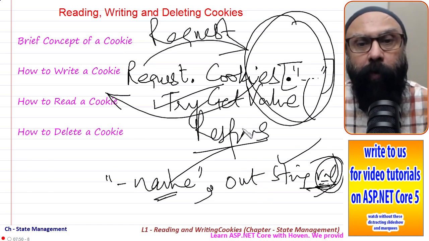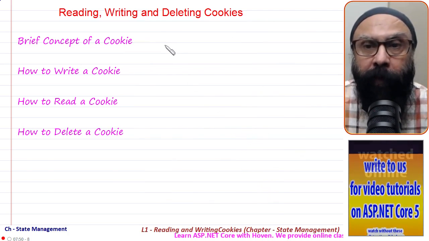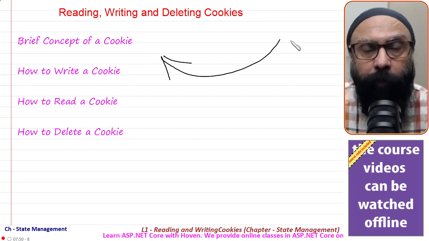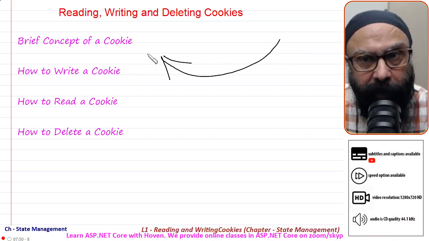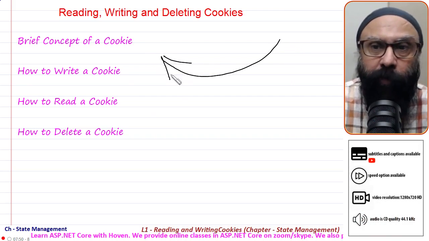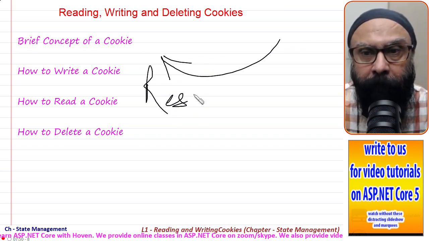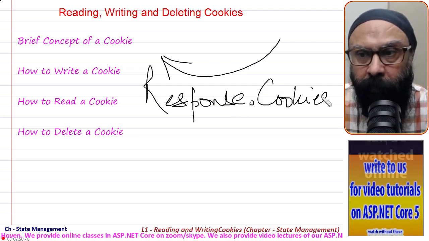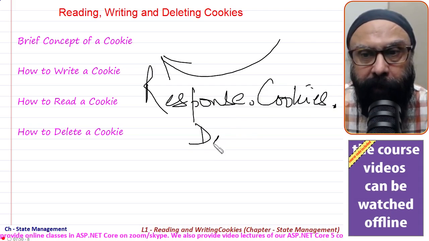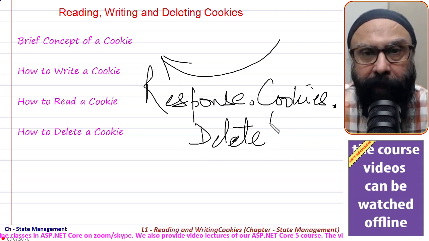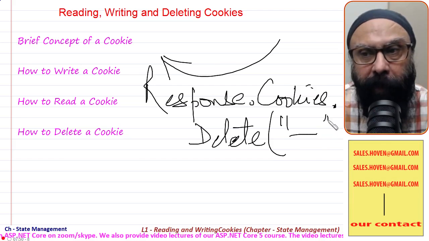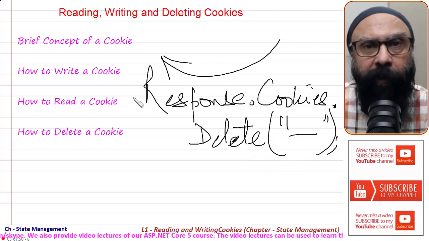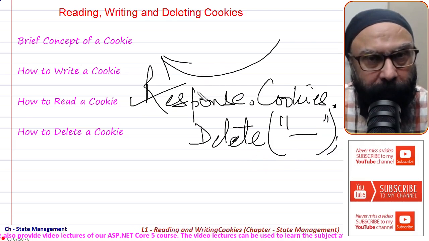Next, let me come to how to delete a cookie. Deletion is again a response coming from the remote server. Now the remote server is asking the client to remove the cookie. So we will use response.cookies.delete. This is the method, and in the parameter you will pass the name of the cookie and the cookie will be cleared away. This is the easiest and the most practical way of removing a cookie.